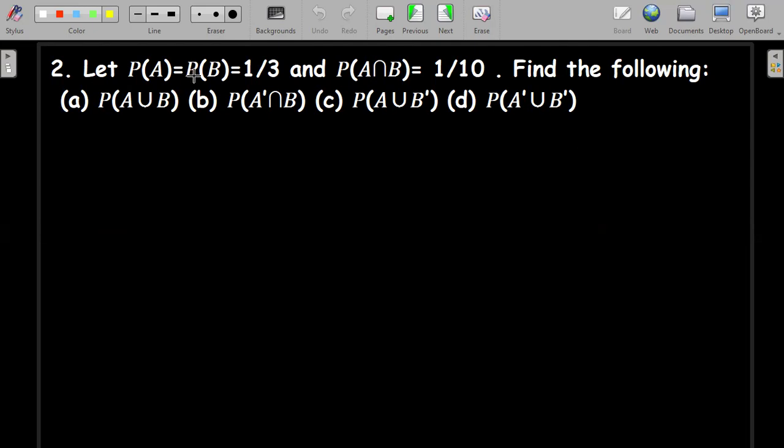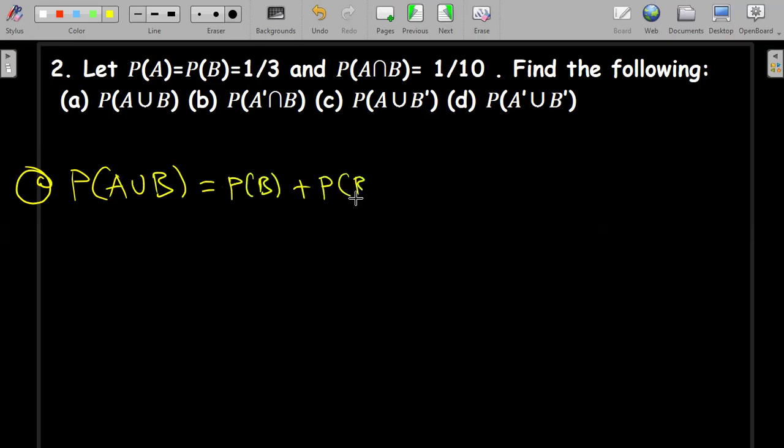Find the following. We are starting with A union B. Here they have not mentioned anything about mutually exclusive events, so you assume that they are not mutually exclusive, unless they mention it. So we're going to use the formula for the union of events: the probability of A plus the probability of B minus the probability of A intersection B.